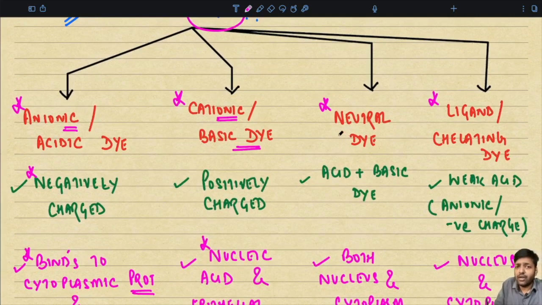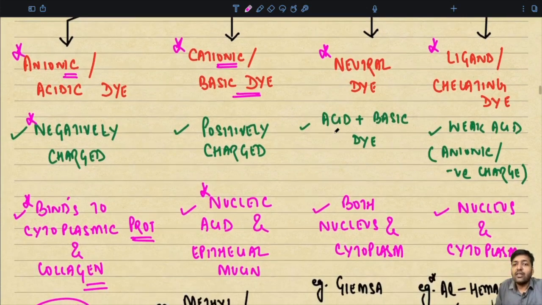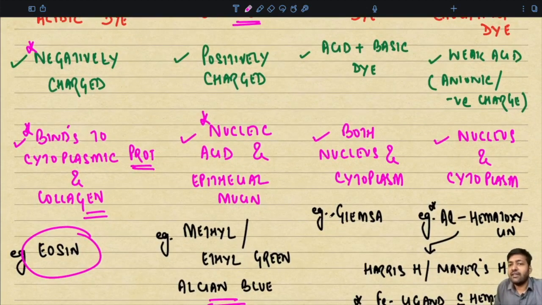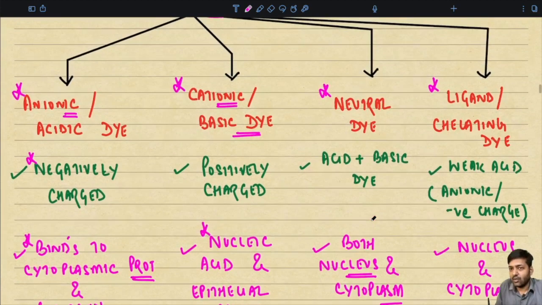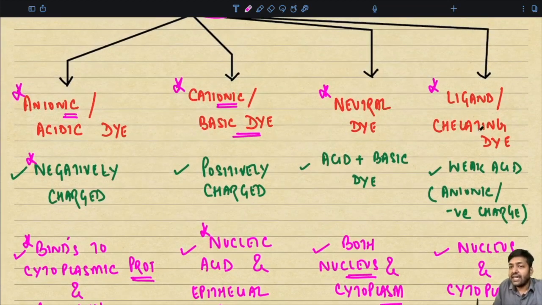Then we have neutral dye. Very simple: you mix acidic along with the basic dye, and the mixture is called a neutral dye. So they are going to stain both the positive and the negative components in the cell, that is the nucleus as well as the cytoplasm. The best example of this is the GMSA stain.